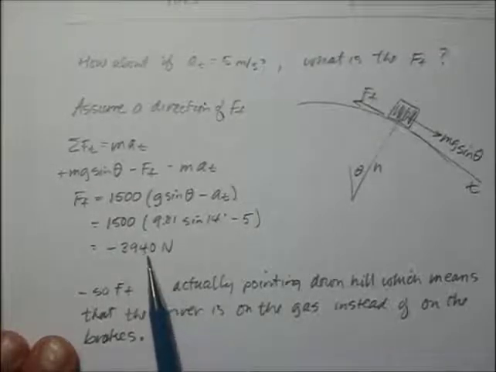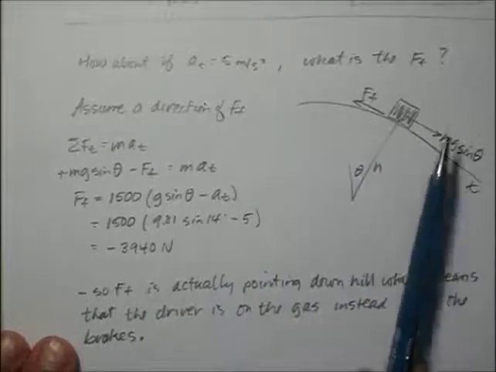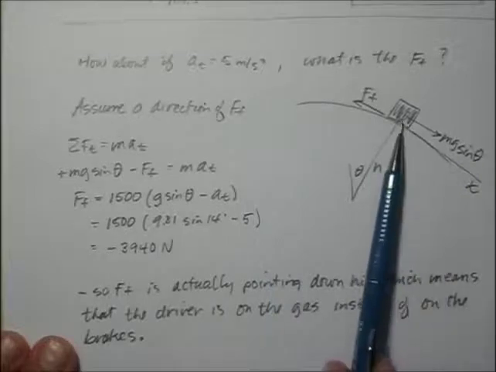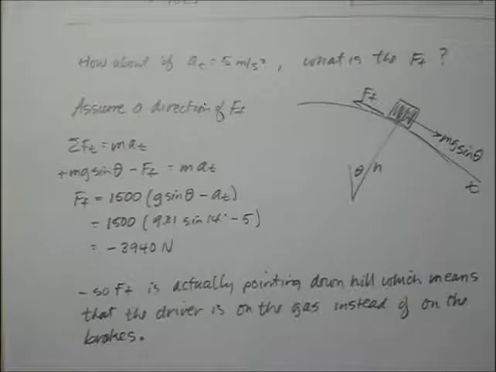Minus 3,940 newtons, which means that I drew my arrow incorrectly. So what it says is that the force of friction, in this case, if I'm accelerating at that speed, the force of friction is actually going down the hill this way. So what does that mean?